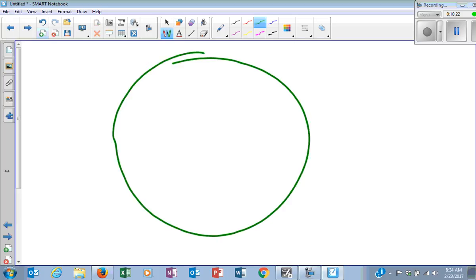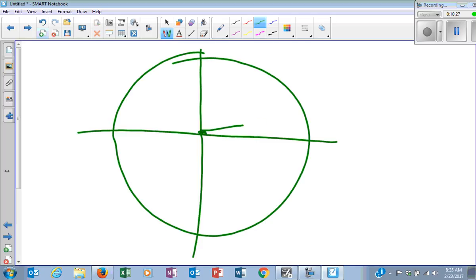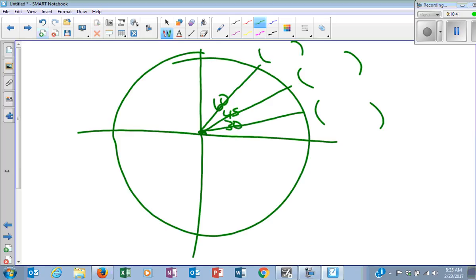Man, my circles are just getting better and better. 30, 45, and 60. Here's what happens. All you have to do is watch this pattern. 1, 2, 3. 1, 2, 3. Over 2, over 2, over 2.